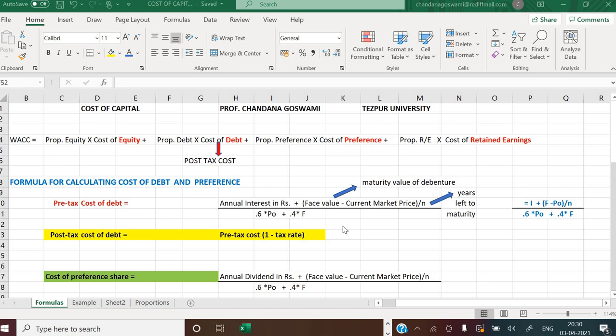Can you see it's the identical formula? So it's the annual dividend that you pay. This is a fixed rate of interest which you are given. Then you take face value minus current market price and divide it by number of years left to maturity. And in the denominator, it is 60% of the current market price plus 40% of the face value. So this is going to give you the cost of preference shares. Let us see why we need to multiply by 1 minus tax rate in case of calculating the cost of debt.